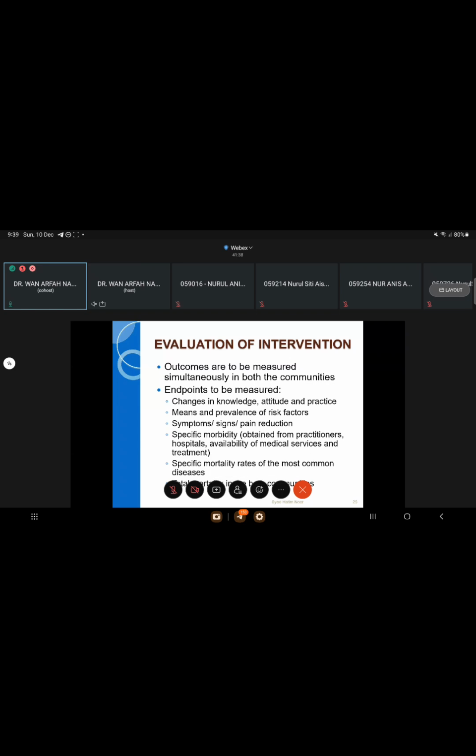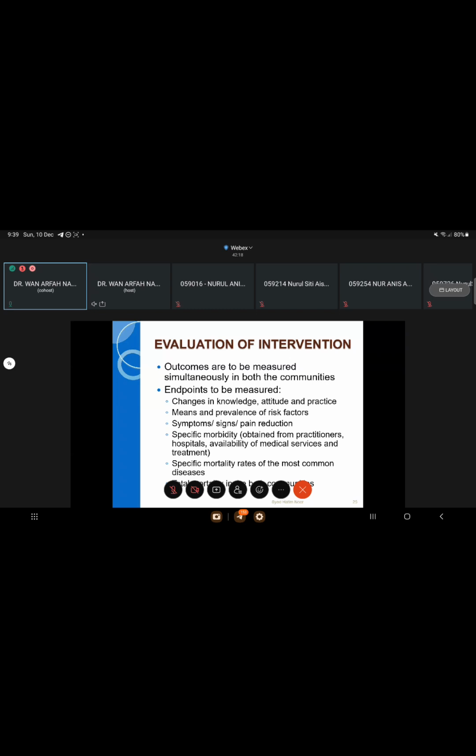All right. So the endpoints to be measured are changes in knowledge, attitude, and practice. This of course depends on your research question, on the objective of the study. And then you can also measure the mean and prevalence of risk factors, symptoms, signs, pain reduction. Specific morbidity obtained, usually from the practitioners and hospitals. Availability of medical services and treatment. Specific mortality rates of the most common diseases. Total mortality in both communities.